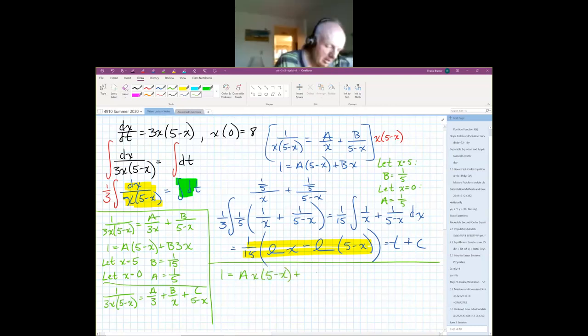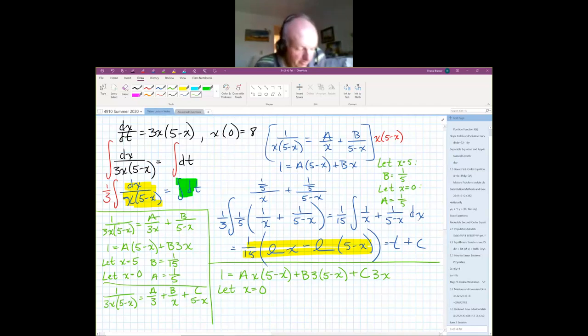Plus b, x is gone, so times a(5 minus x), plus c(3x). Okay, let's just see. So we can let x equal 0. That wipes out the a term and the c term and gives us b equals 1/15. If we let x equal 5, that wipes out the a term and the b term and gives us c equals 1/15. That's good. Those are both what we need.